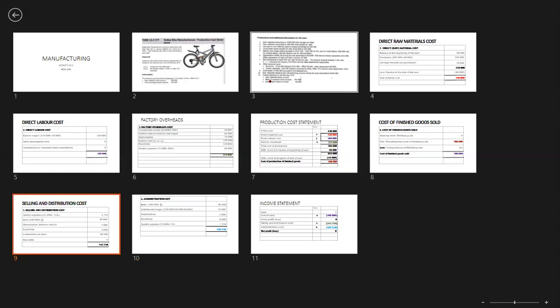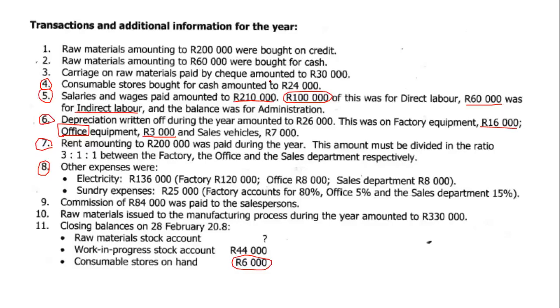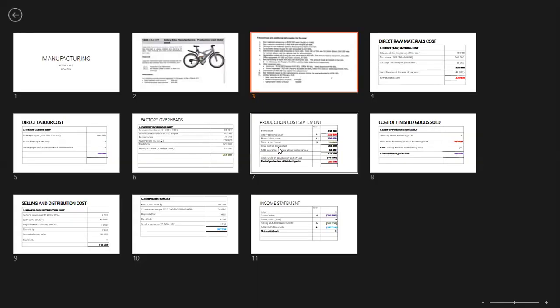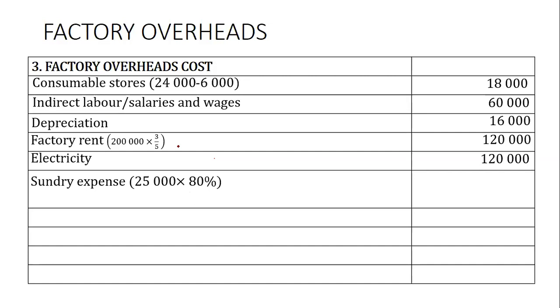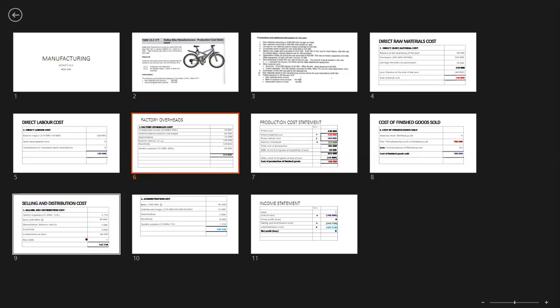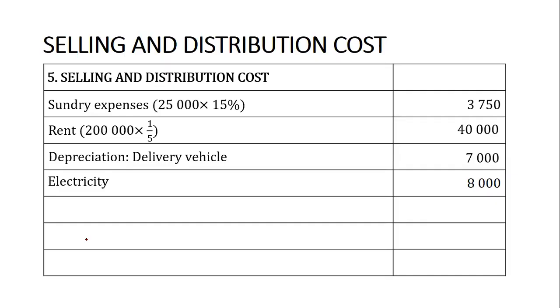Next one. We're not done with number 8. What happens there? There was a sundry expense. For the factory overheads, it was 25,000 times 80%, and it'll give you 20,000. And then what happens next? The same 25,000 will go to selling and distribution, and you will simply multiply it by 15%.